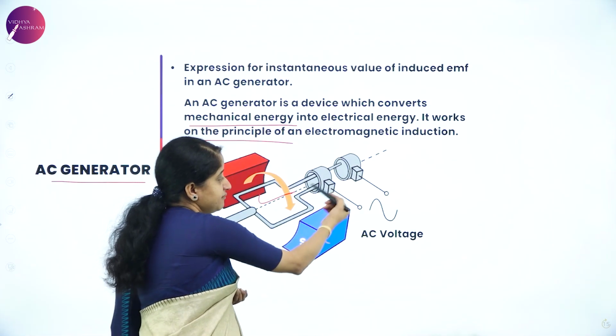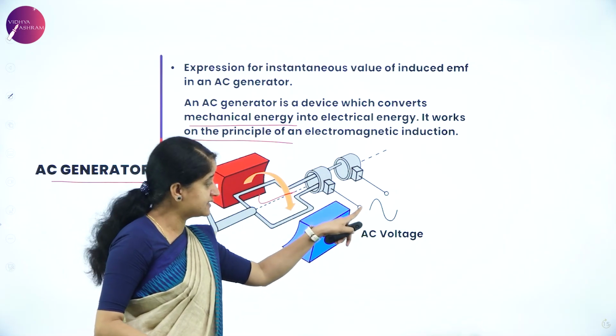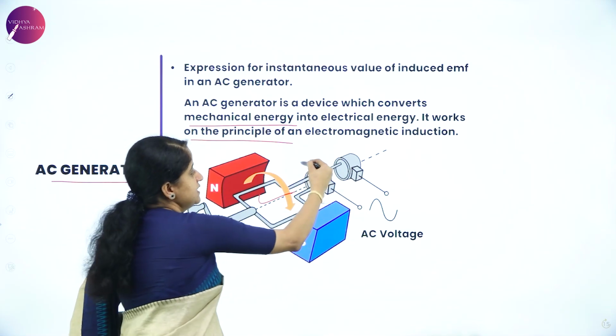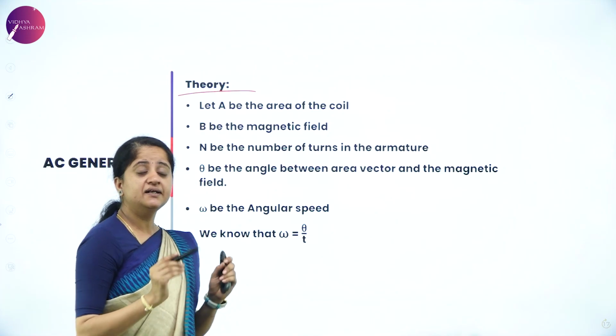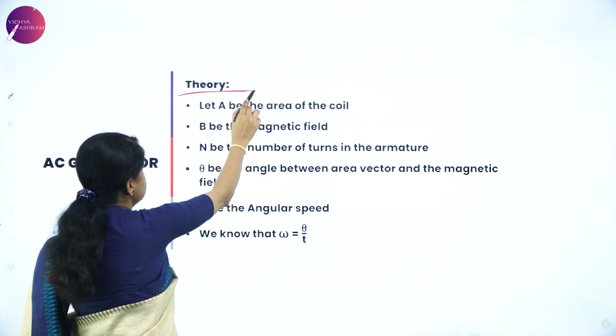The ends of the armature, or the coil, are connected to the external circuit with the help of slip rings. These two are called slip rings. Let us now learn about the theory of the AC generator.